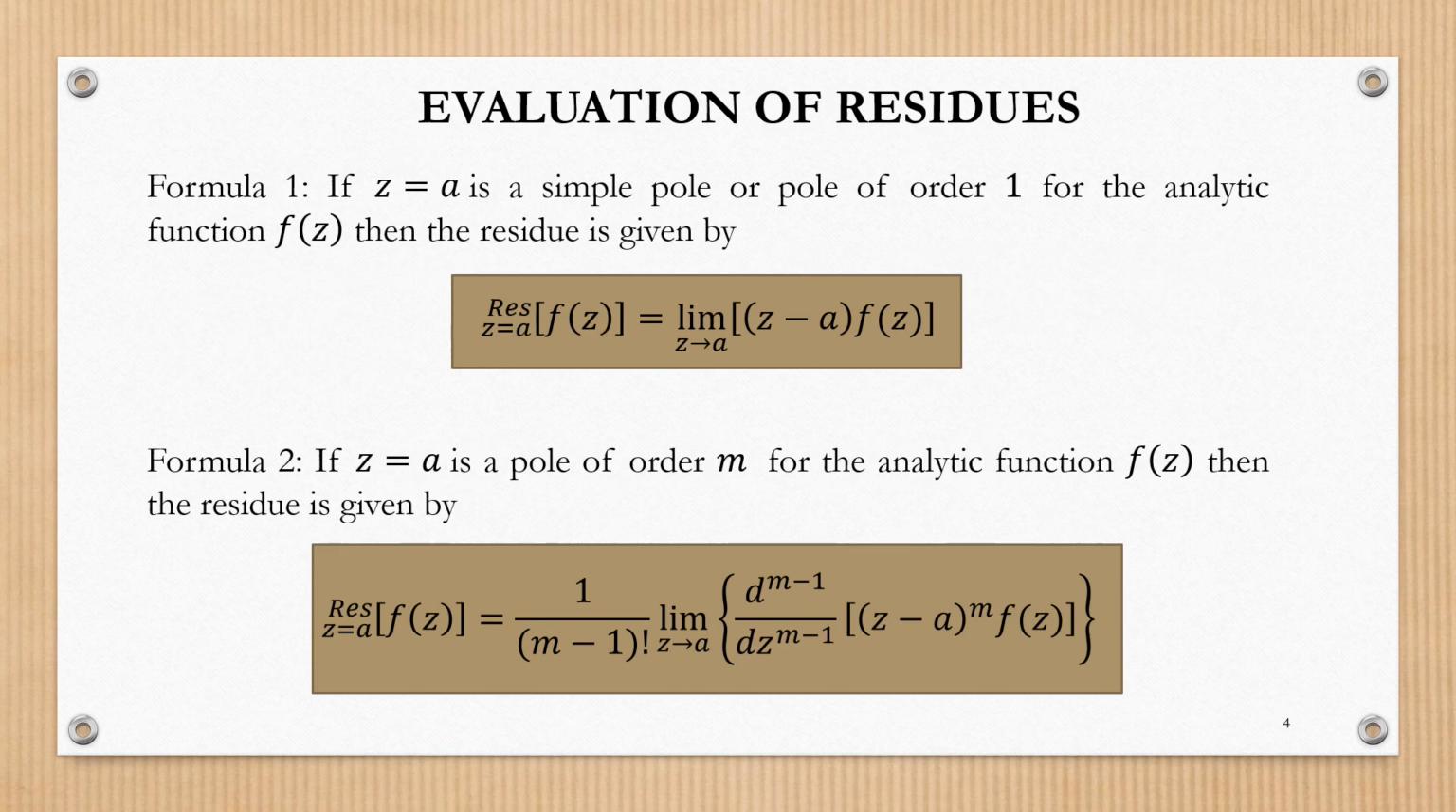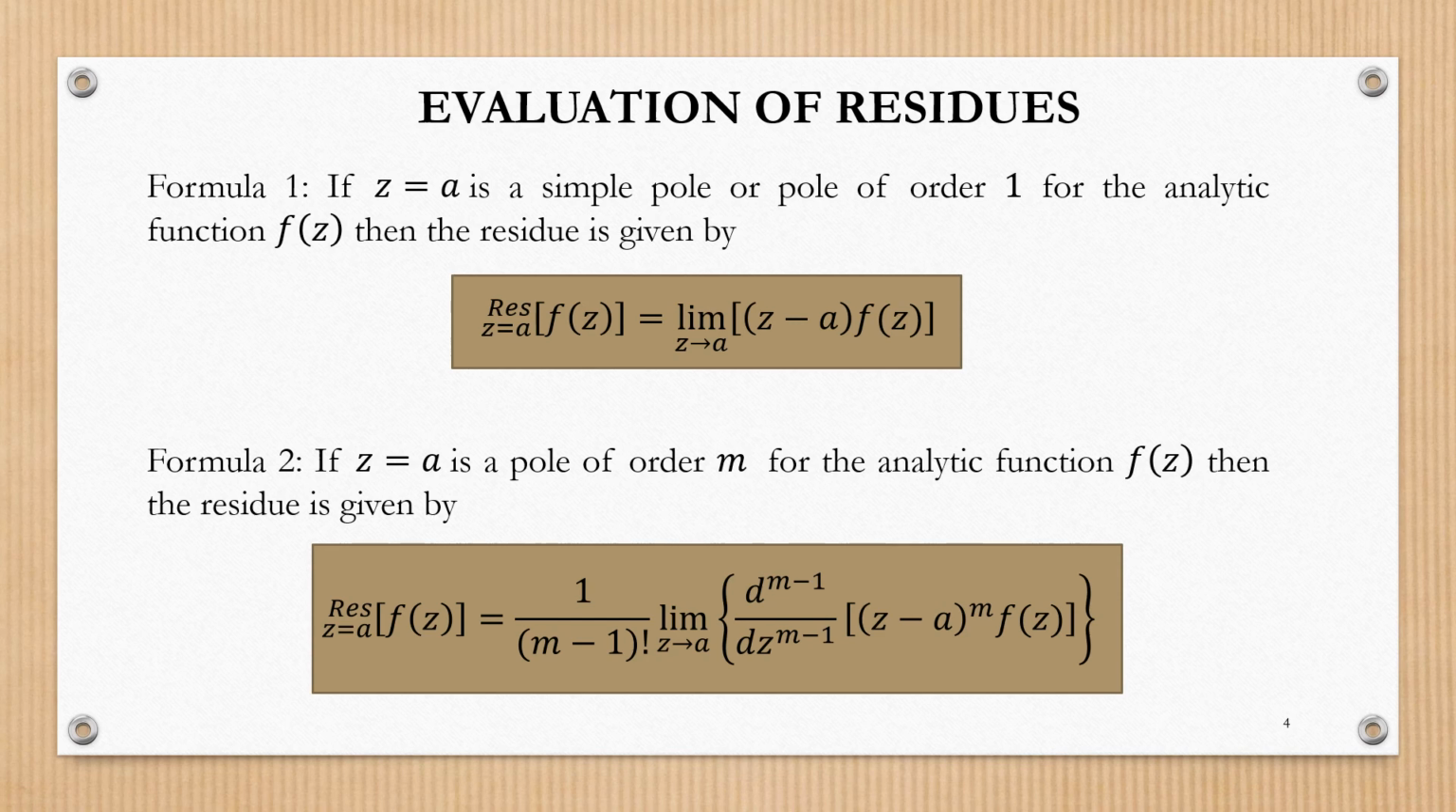The formula for evaluation of residues, we have three formulas. If the pole is a pole of order 1, that is if it's a simple pole, then we use formula number 1. The residue is given by limit z tends to a, z minus a into f of z. If it is a pole of order m, where m is a number other than 1, maybe 2, 3, 4, 5, any number, then in such a case we use formula 2, and that is the residue equals 1 by m minus 1 factorial limit z tends to a of d power m minus 1 by dz power m minus 1 of z minus a power m into f of z.